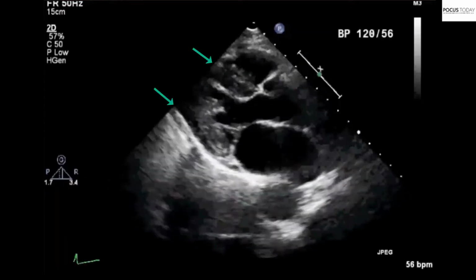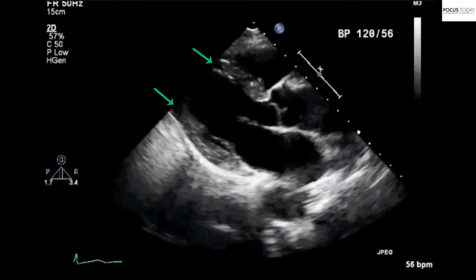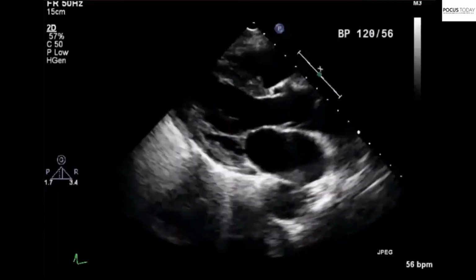Only the interventricular septal wall and the posterior LV wall is seen. The right atrium is not visualized here.